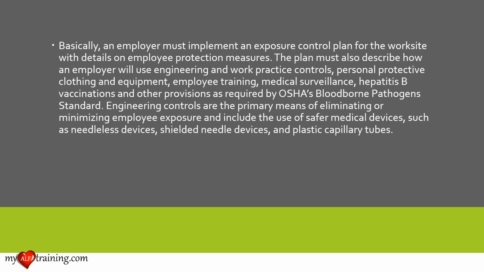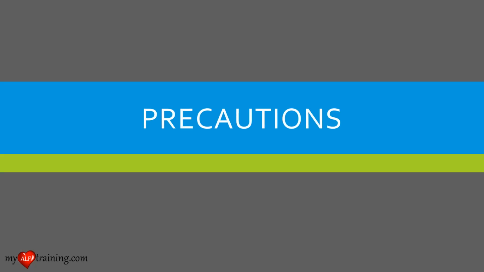Engineering controls are the primary means of eliminating or minimizing employee exposure and include the use of safer medical devices like needleless devices, shielded needle devices, and plastic capillary tubes. What are some precautions an employee with an increased risk for coming in contact with bloodborne pathogens could take?